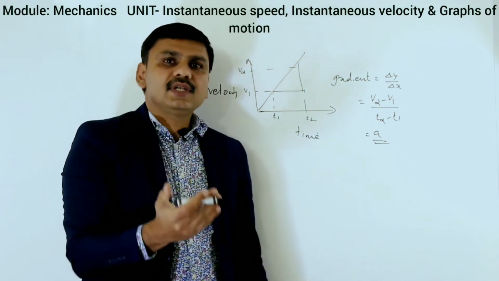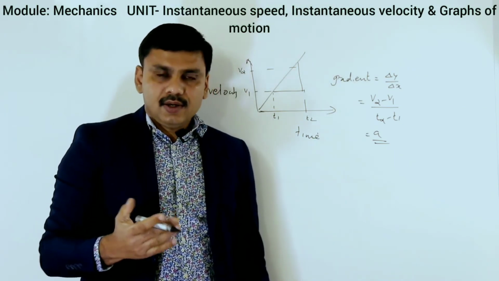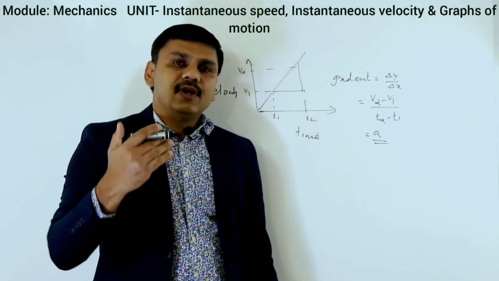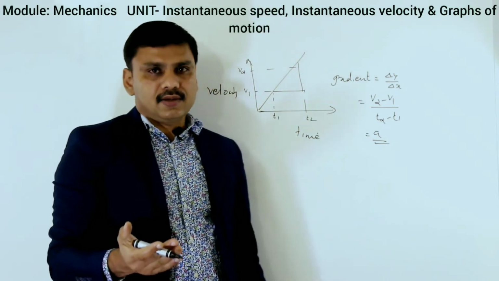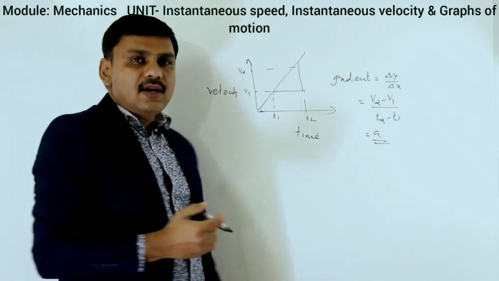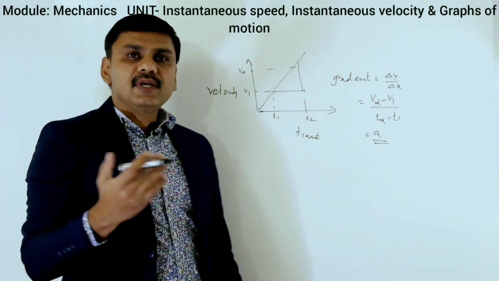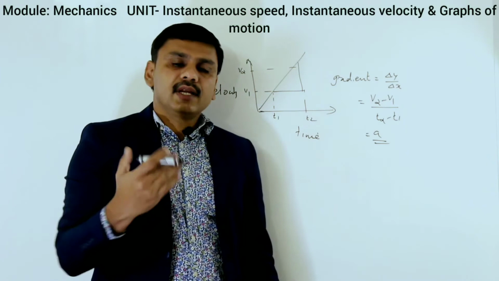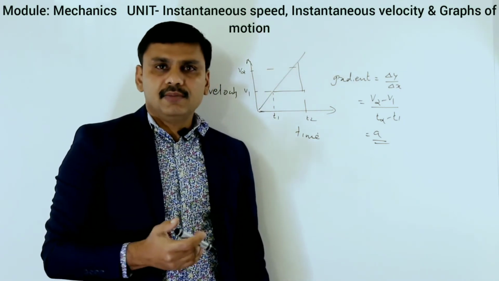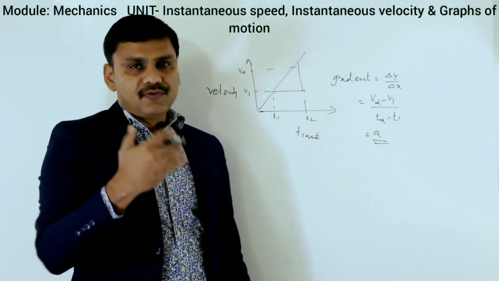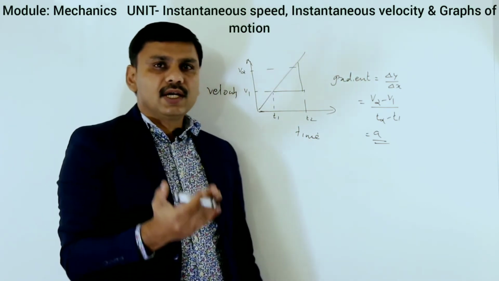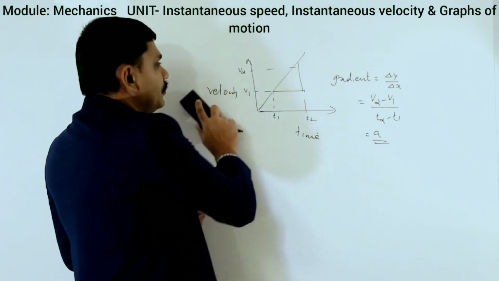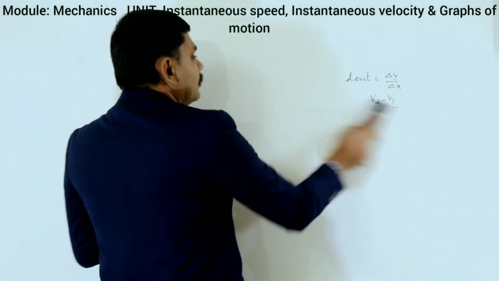So when the graph changes, gradient also changes. Position time graph gradient is velocity or speed. Velocity time graph gradient is acceleration. Velocity time graph gradient is change in velocity divided by change in time, and you will get acceleration. Position time graph gradient is change in position divided by change in time, and you will get velocity or speed. So from one graph to another, you will get different gradient.